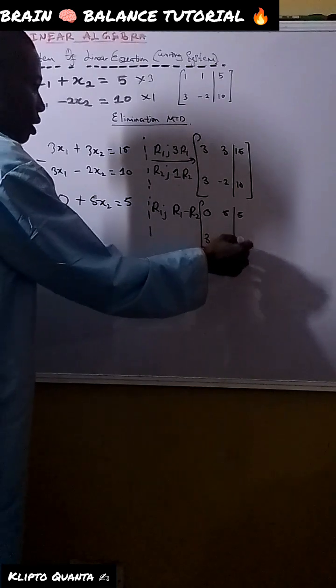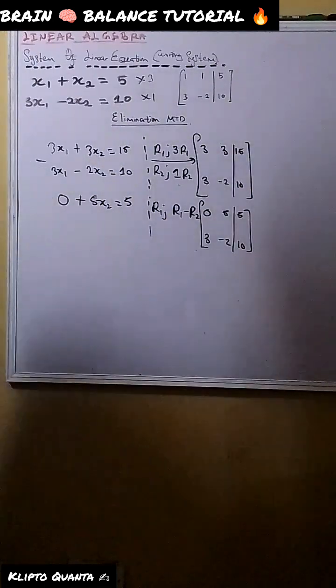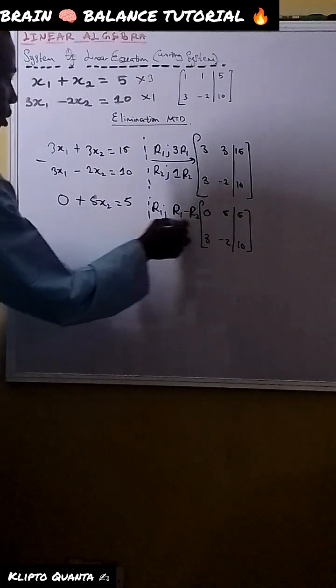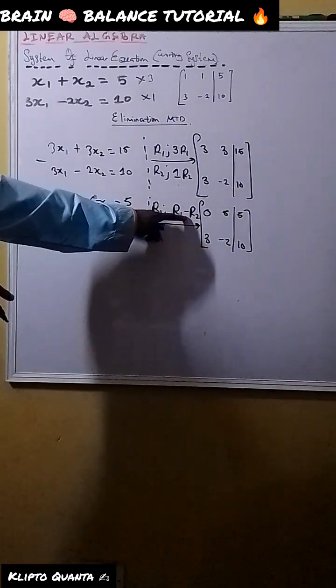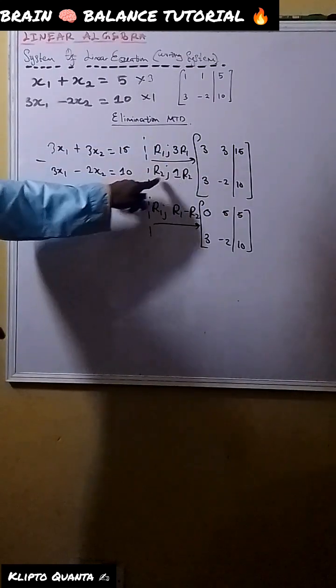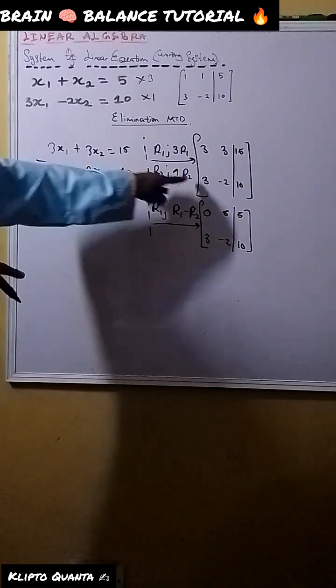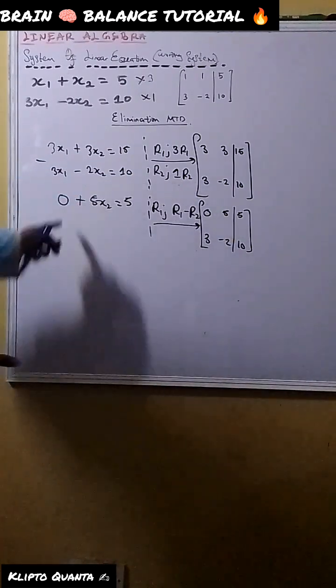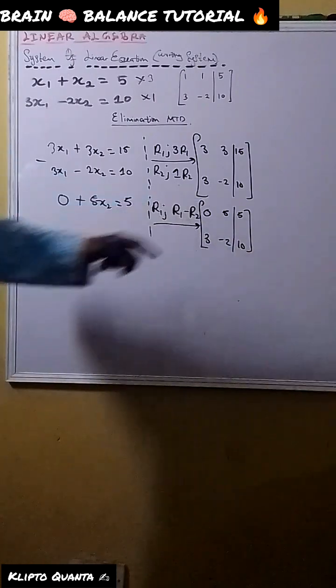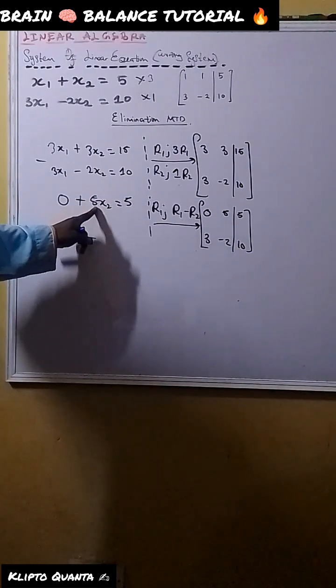I don't have an issue with row 2 yet. Are you getting what I'm saying now? So my problem is under row 1. This is to signify where the problem is situated. R1, 3R1, R2, the problem is under R2, 1 times R2. So the problem is under R1, R1 minus R2. So from here now, you don't have 0, 5x2 equals 5. And I'm looking for x2, not 5x2, because I need a variable of 1.